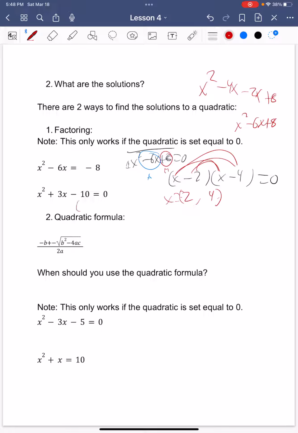In this one, we have to find two numbers that add to 3 and multiply to negative 10. Well, we know it's going to be a negative times a positive because those are the only two types of numbers that multiply to negative 10. And I see that positive 5 and negative 2 work. So if this is equal to 0, then x is either 2 or negative 5.